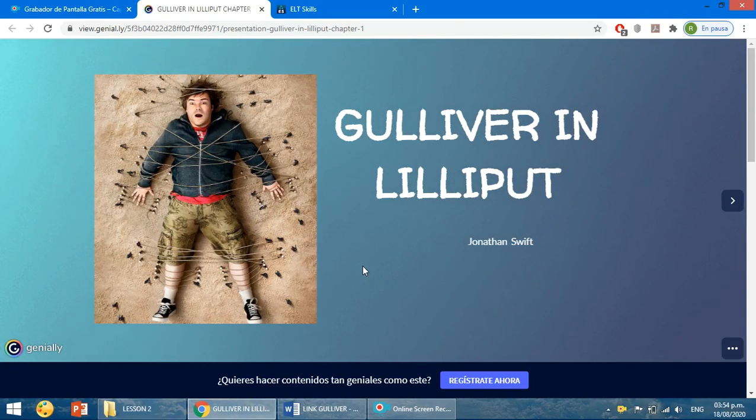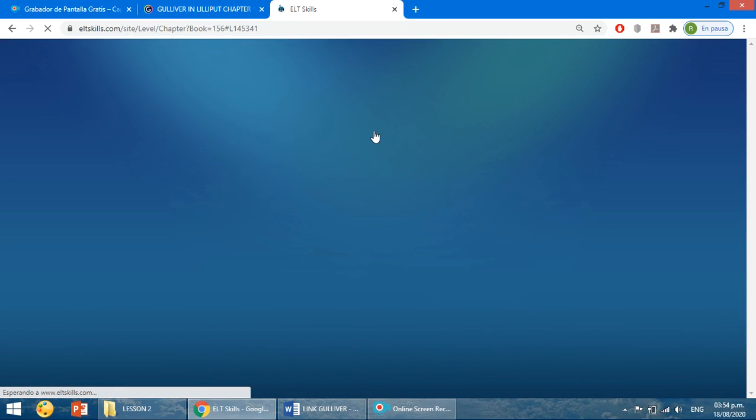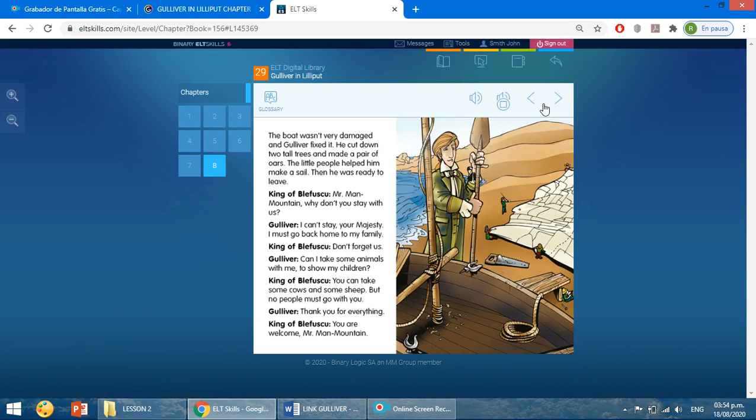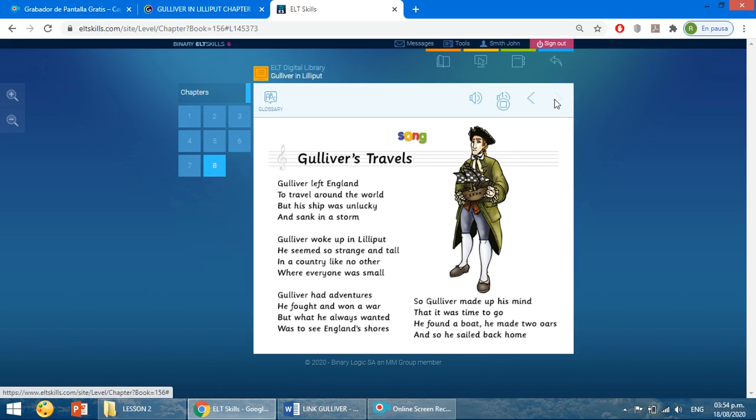Good morning, students. Today we are going to learn about identifying information in text. Today we are going to work in Gulliver in Lilliput, our second reader. Okay? But first we are going to work with a song. So we need to go to the platform, reader. The song is in the last page. This is our song. Listen, please.